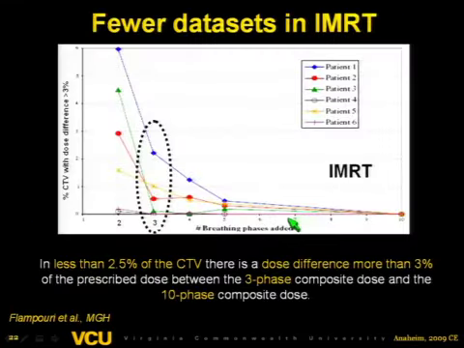The problem of using a smaller number of data sets for those computations could be rather tricky when we have IMRT plans, because in IMRT we have to deal with a lot more gradients.